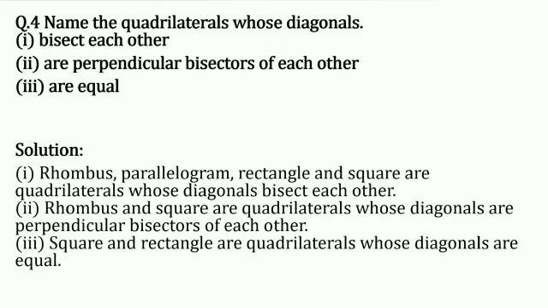Next one, the quadrilaterals whose diagonals are perpendicular bisectors. So here we know that rhombus and square are the quadrilaterals whose diagonals are perpendicular bisectors of each other. Third one, the quadrilaterals whose diagonals are equal. So square and rectangle are the quadrilaterals whose diagonals are equal in length.